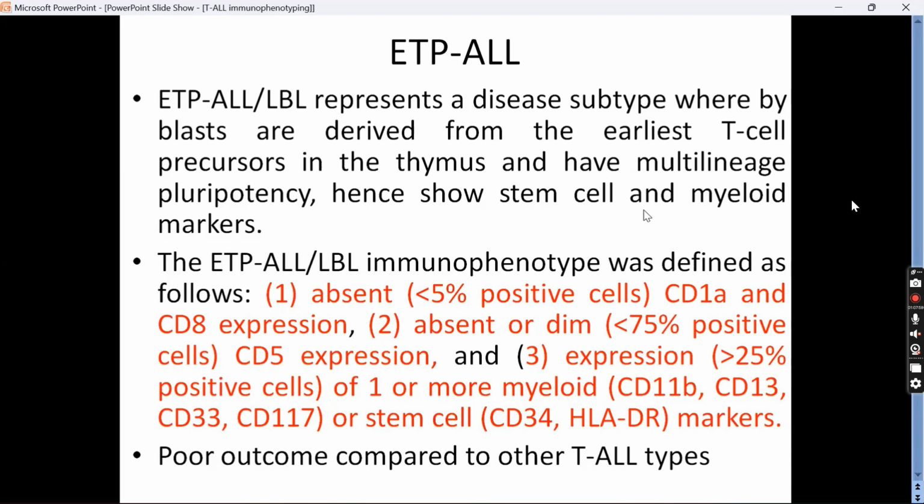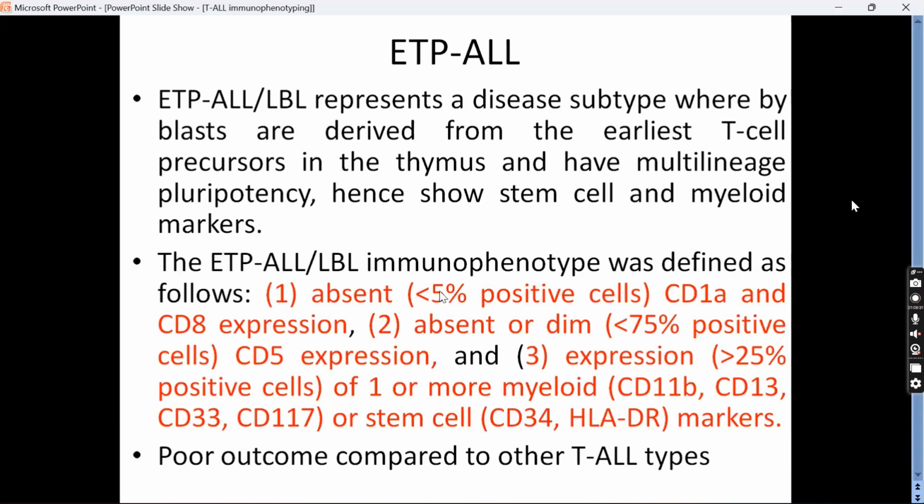Understood? So what is the criteria? When do you want to call a T-ALL an ETP-ALL? First, this is again a take home message. Certain points I'm stressing upon, and this is one among them. After this class, everyone should know what is ETP-ALL. What is ETP? Early T cell precursor acute lymphoblastic leukemia. Okay. So for calling ETP-ALL, CD1a and CD8 should be negative. First point, CD8 and CD1a should be negative.